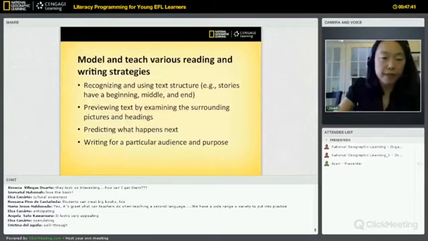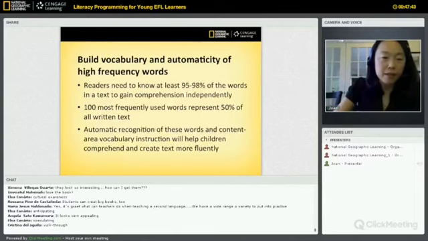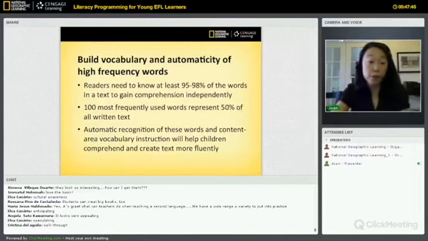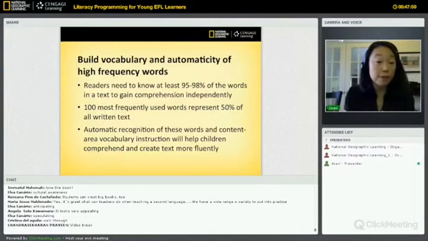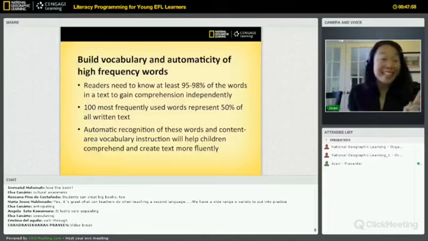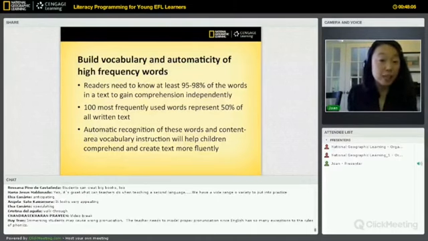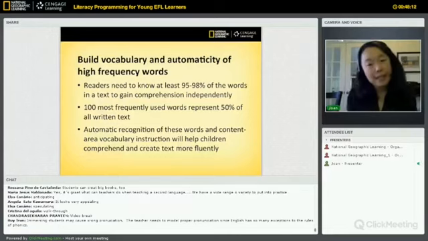Okay, now, moving on. Another very important point: building vocabulary and automaticity of high-frequency words. Okay, something that research tells us, research by Pollination, tells us that readers need to know at least 95 to 98% of the words in a text to gain comprehension independently. That is virtually all the words. Okay, and so it's very difficult. Now that is to gain comprehension of text independently.